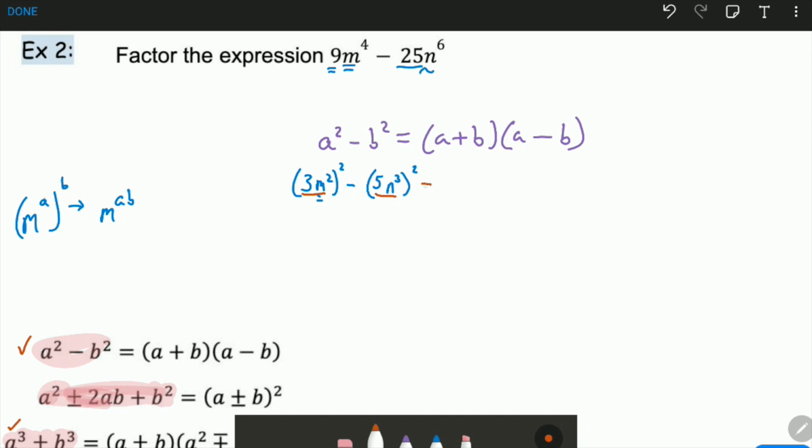Now we just have to apply it in the formula. So we'll have 3m squared plus 5n to the third, and then 3m squared minus 5n to the third. And there we have it.